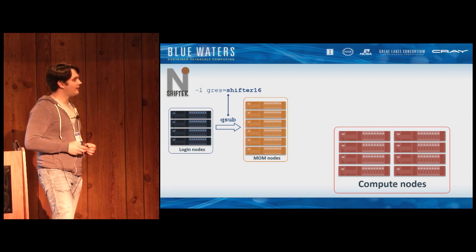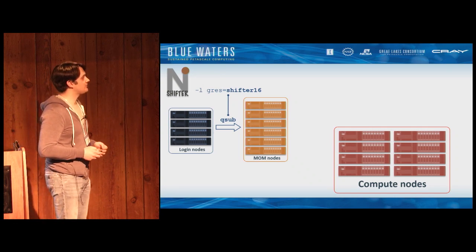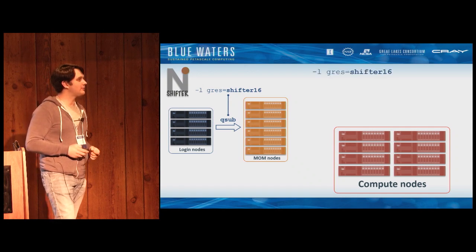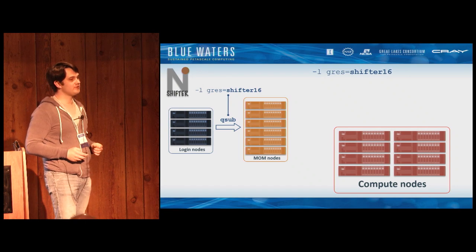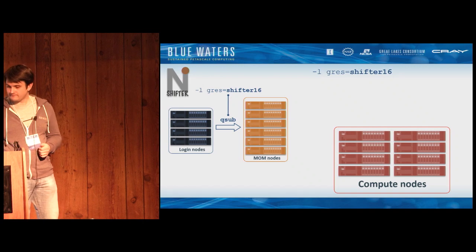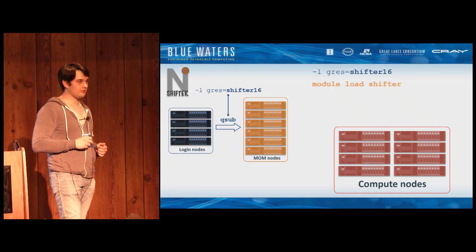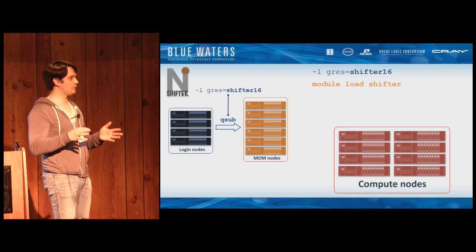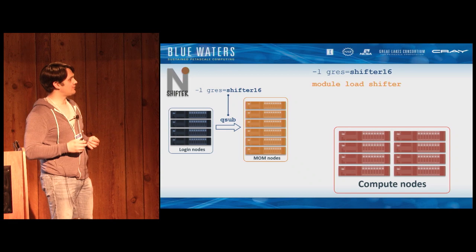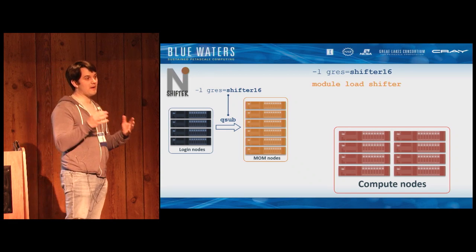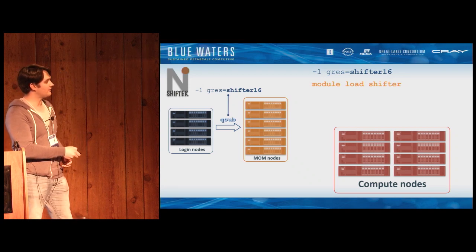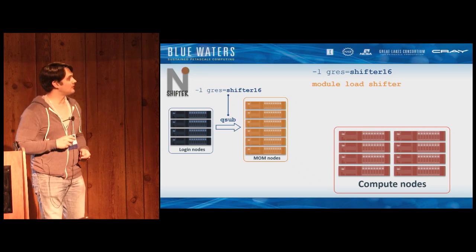The other one is, again, we have to specify grs equals Shifter 16. However, this time we will not specify the image that we want to use on the command line. Instead, we will load a module called Shifter. So Shifter on Blue Waters exists in the form of a module, but it is accessible only from the mom node. So it's not accessible from the login node here. We can get it loaded only on the mom node.